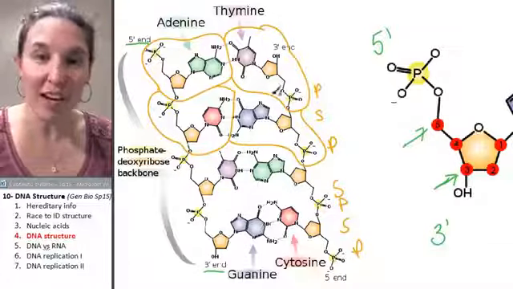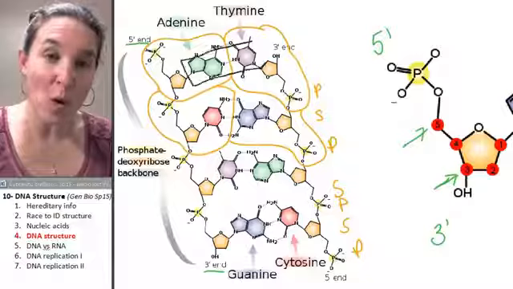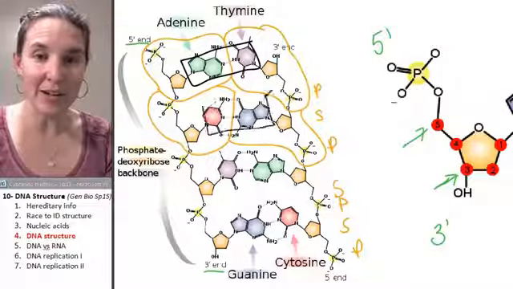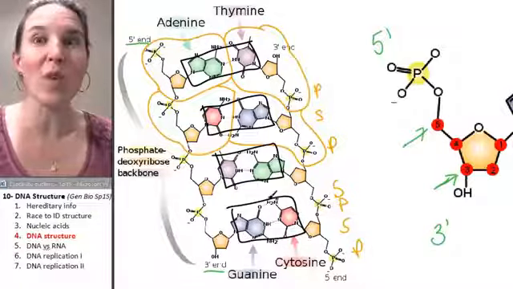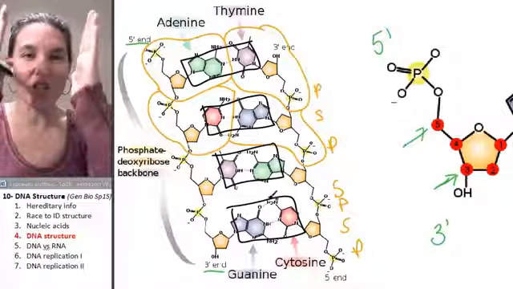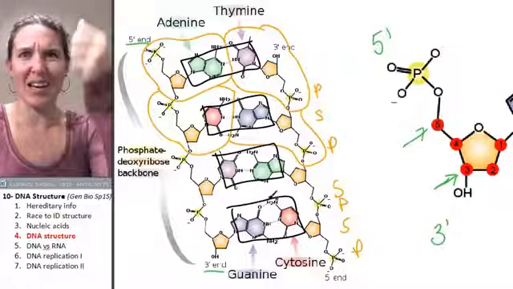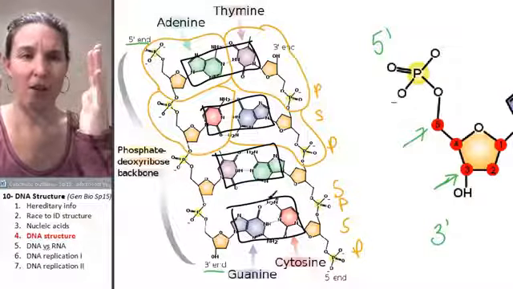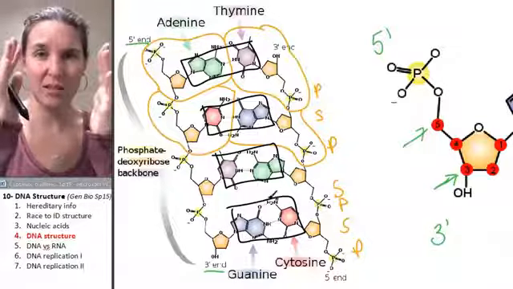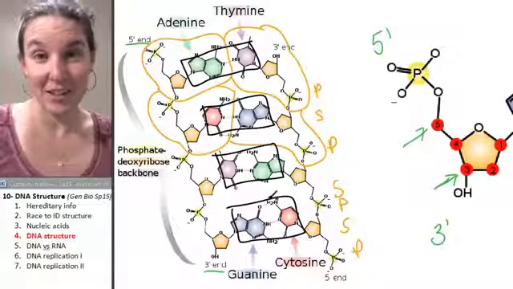So the nitrogen bases form the rungs of the ladder. And the sugar phosphate backbone forms the, I know I had a word for it, the side things of a ladder, those things.